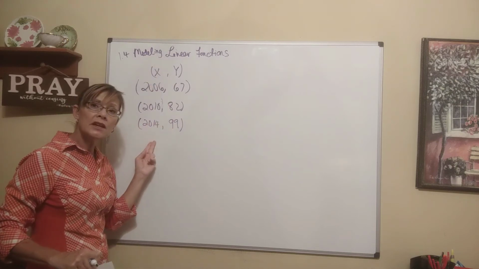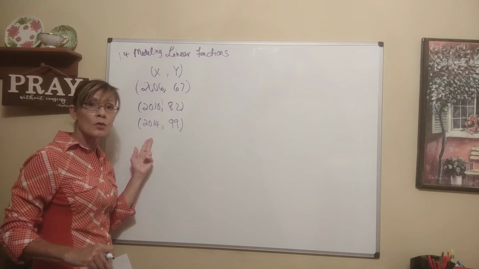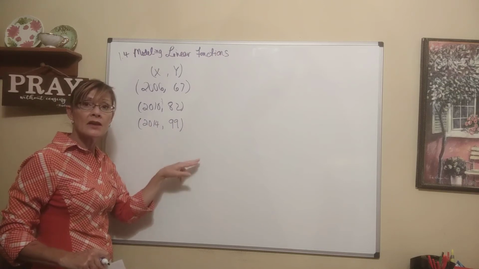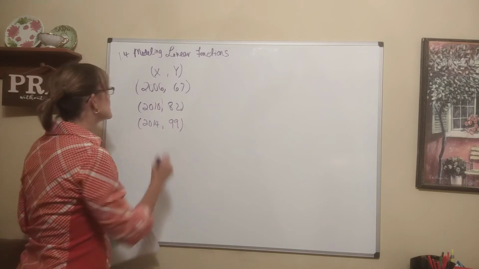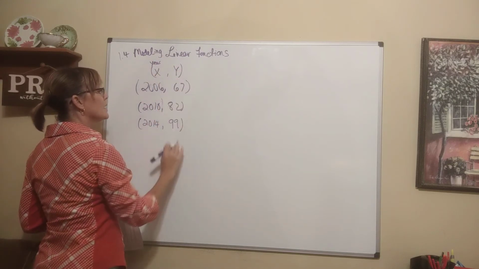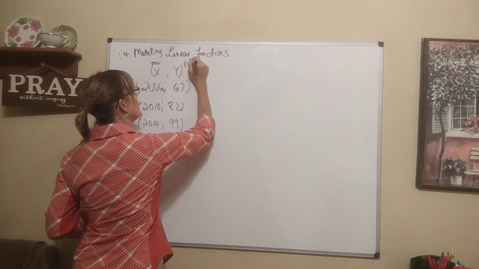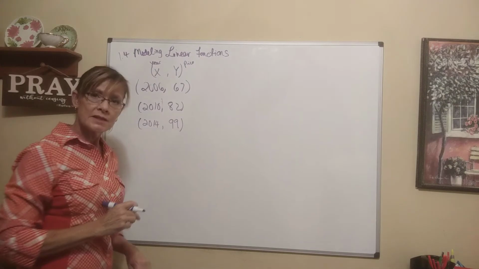So if it's a year, if it's seconds, if it's minutes, that's going to be your X coordinate, and Y is going to be the other one. All right, so X is the year, okay, and Y is the price.